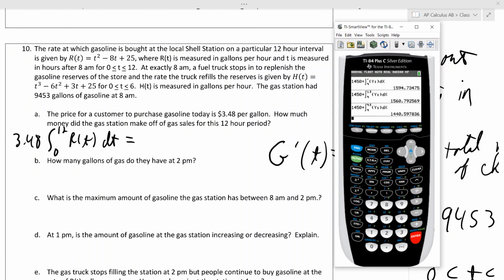And over here, I'm going to put in to my y1 R of t. So we got to remember that's R of t. So it's x squared minus 8x plus 25. Cool.